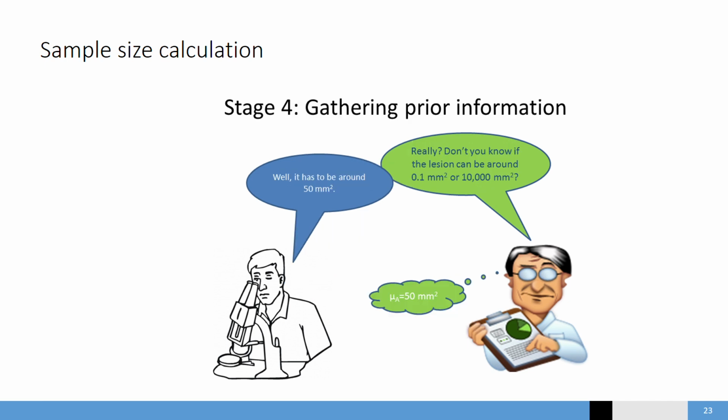Okay, so really, you don't know if the lesion that you are studying is in the order of 0.1 millimeters squared. Remind that this is an area, or it is 10,000 millimeters squared. So there are 6 orders of magnitude between these two numbers. Actually, the second one is an exaggeration, because that would require several miles to cover all that area. No. Yeah, I know the lesion is somewhere around 50 millimeters squared. So now you know the mean of one of the groups, that is the control group.